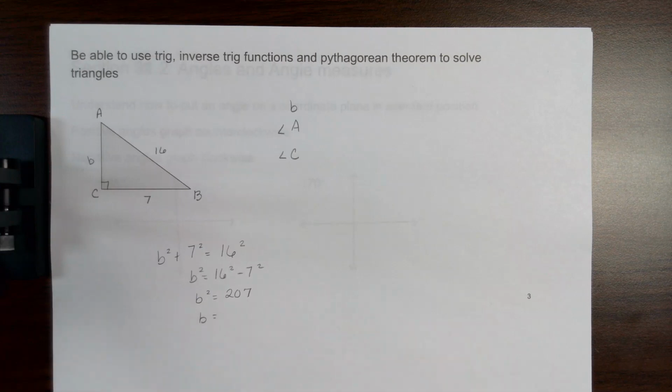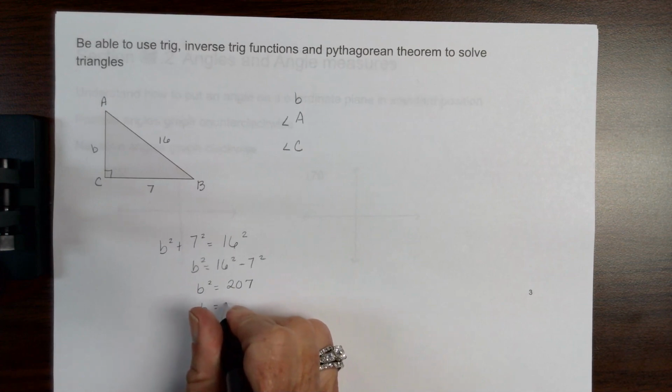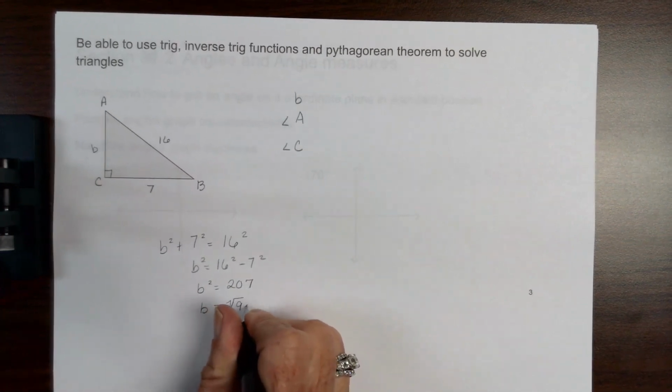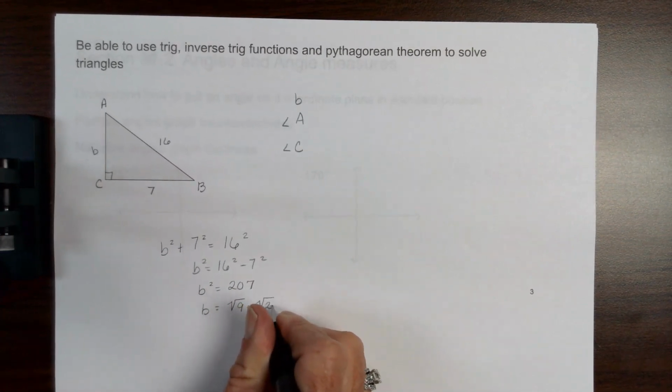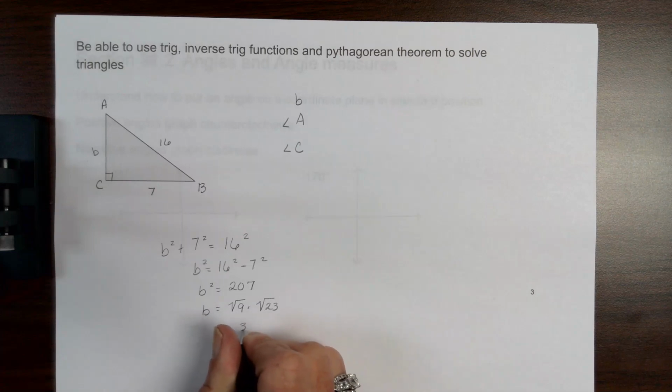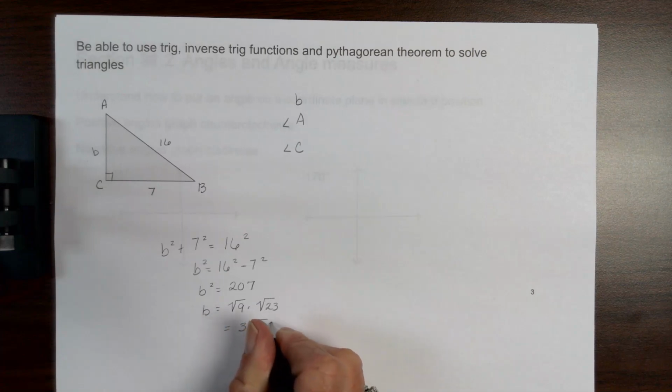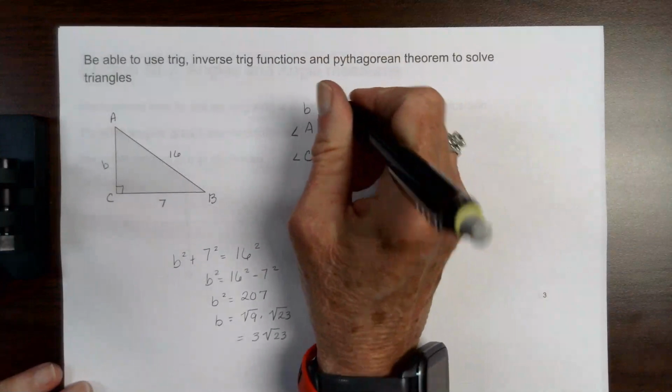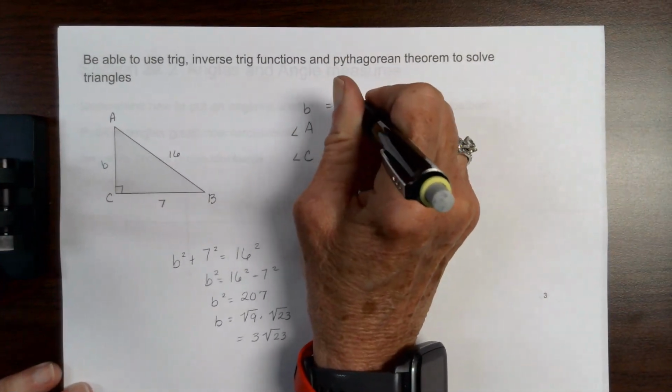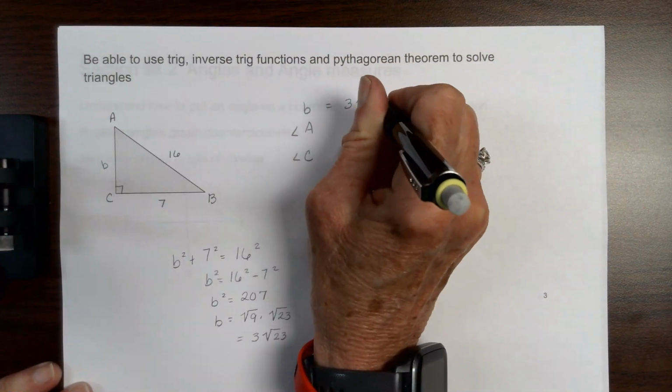And I doubt if I can divide anything. Actually, it can be divided by 3. Let's see. 3 times 69, so 207 probably can be divided by 9, okay? So this is the square root of 9 times the square root of 23, so it's going to be 3 on the square root of 23, okay? So that's what little b is, 3 on the square root of 23.